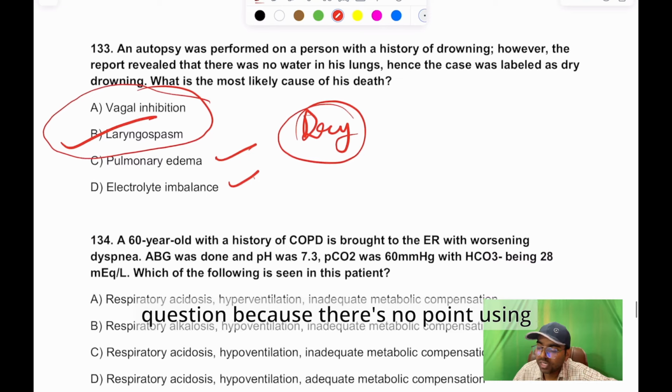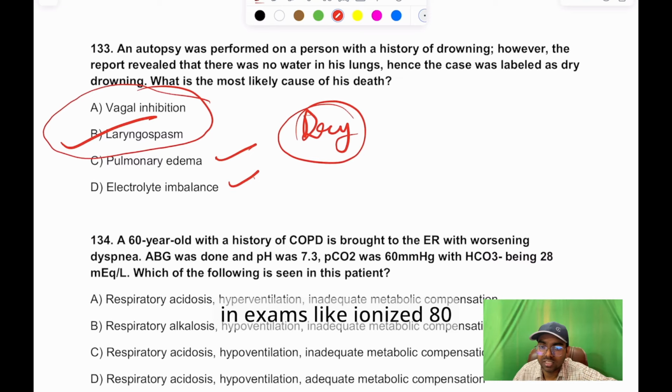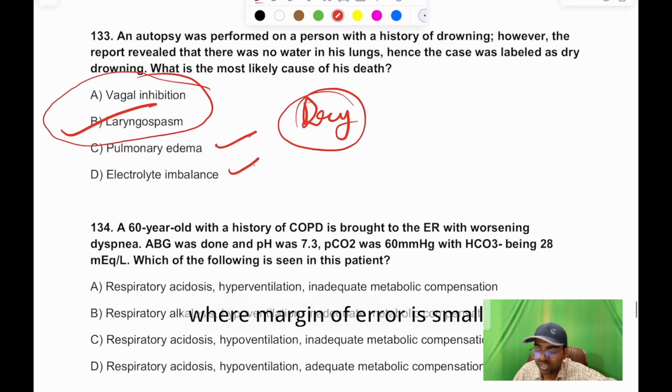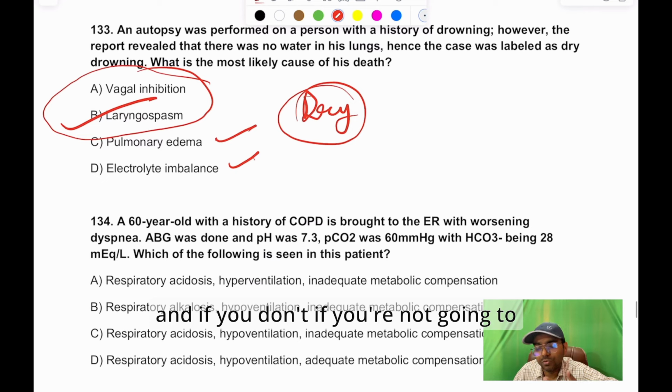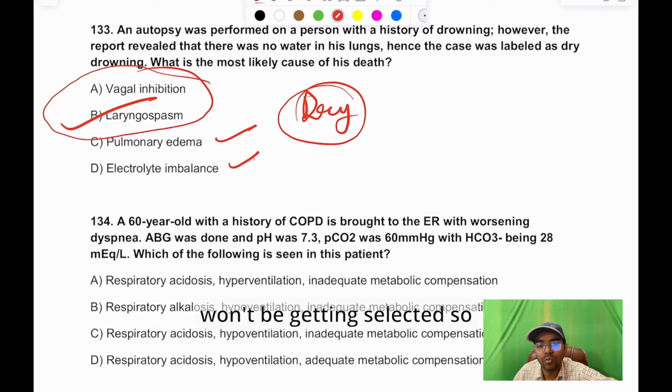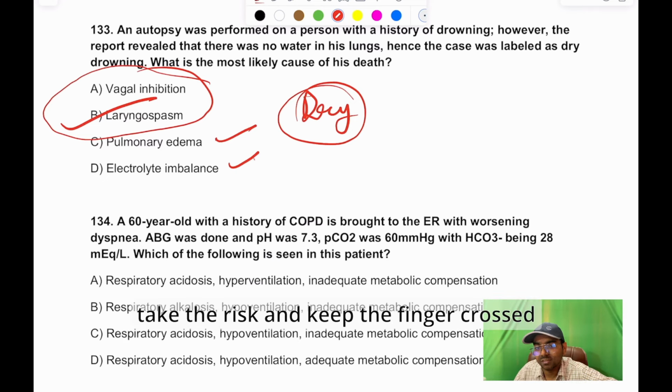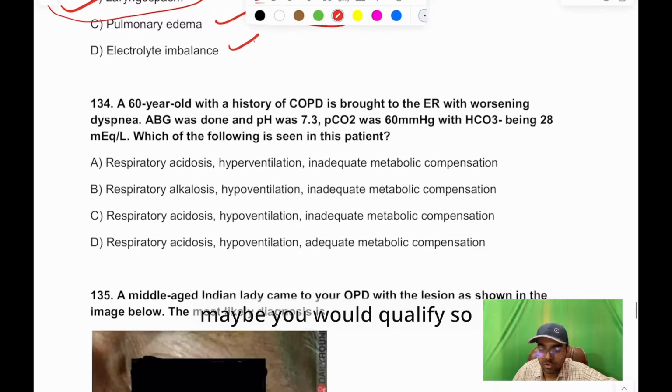there's no point losing in exams like INICET, where the margin of error is small, and if you're not going to take the risk, anyhow you won't be getting selected. So take the risk and keep your fingers crossed, maybe you would qualify.